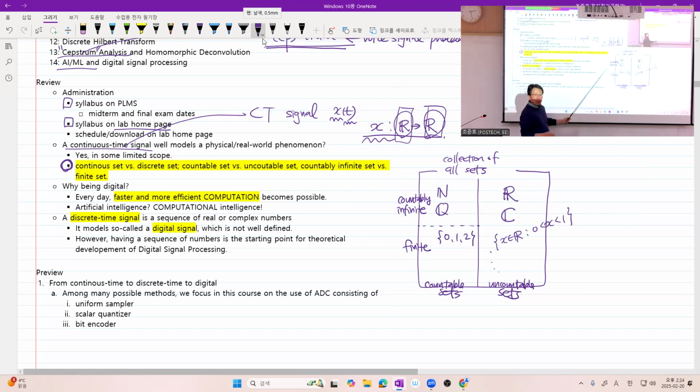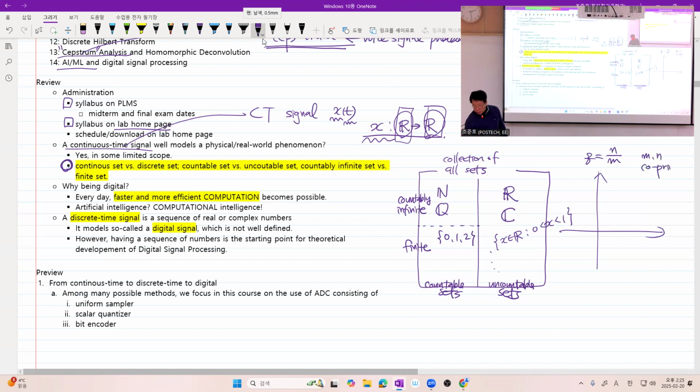So countability means that actually you can make a one-to-one correspondence between the set and the set of natural numbers. So you can number the elements using natural numbers. Got it? And probably some of you who took the introductory analysis course have found that any rational number can be written in this form with co-prime m and n. And of course, m is not 0.